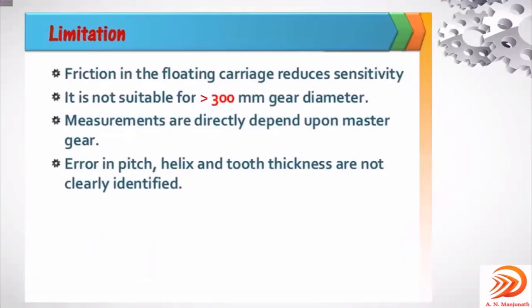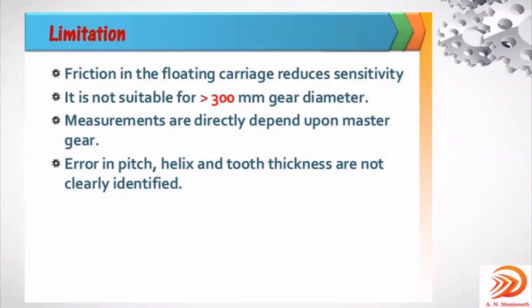So some of the limitations we'll discuss now. Limitations of this particular Parkinson gear tester: friction in the floating carriage reduces sensitivity. It is also not suitable for a gear having a diameter of more than 300.